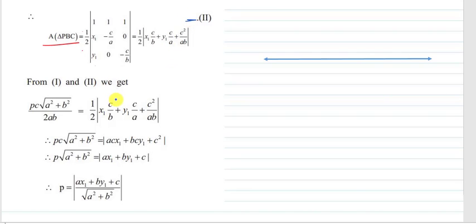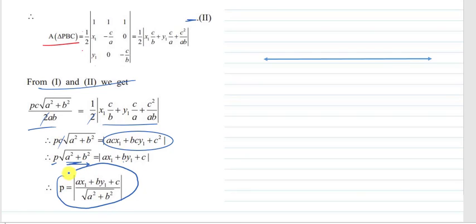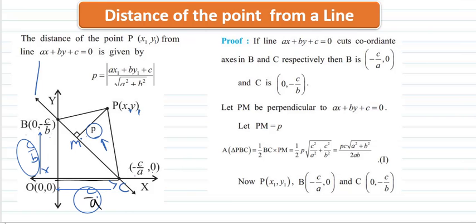Now equate equation 1 and 2. That is the area of triangle PBC. Just solve this, the half will get cancelled. After taking C common, this C will be cancelled. I will get this. Just shift this to the right hand side. I will get this. And here P is the length of the perpendicular, that is the distance of the point P from the line.